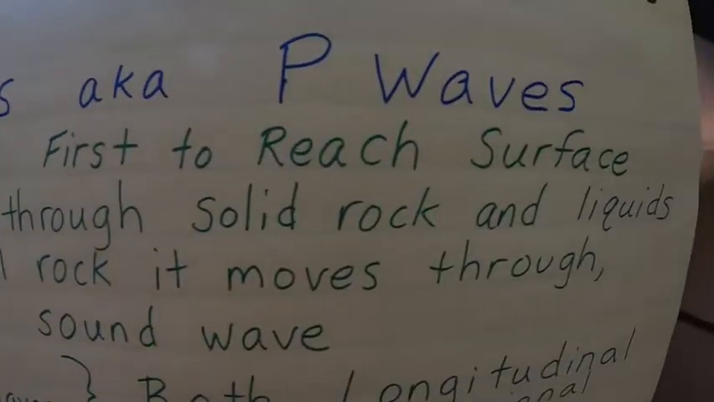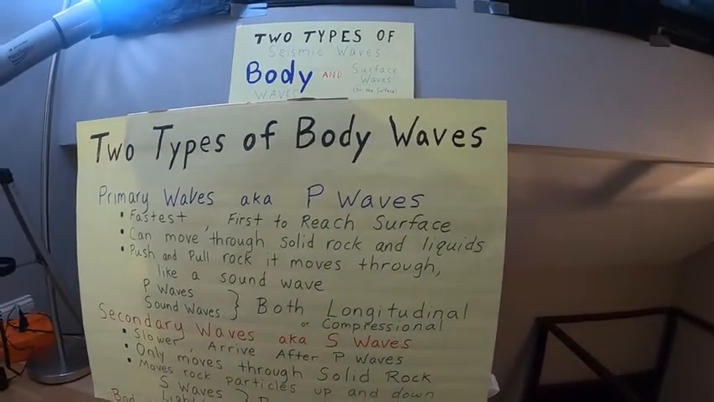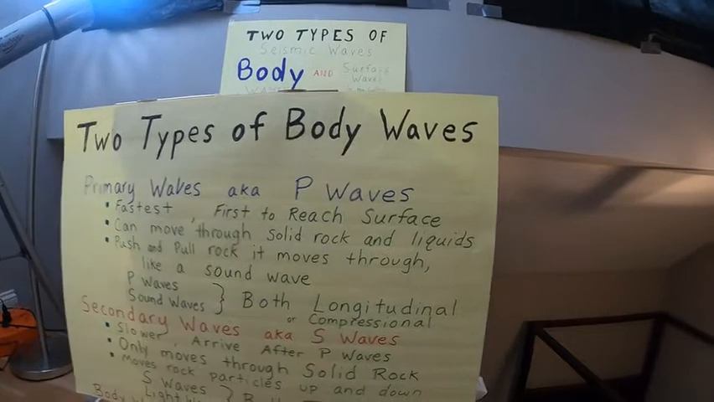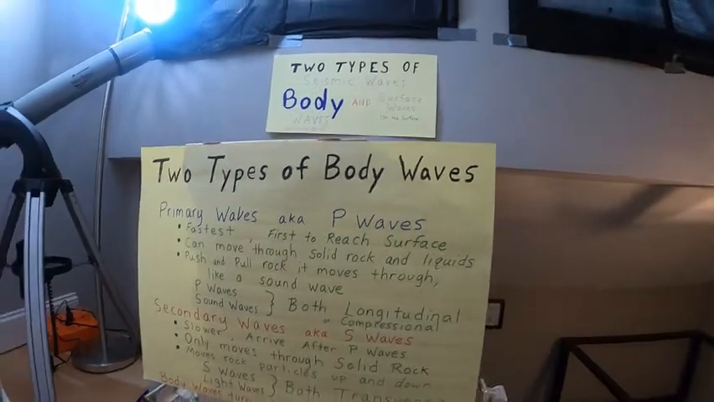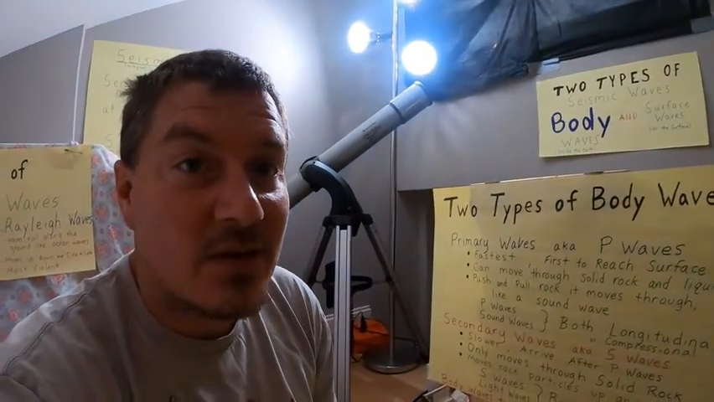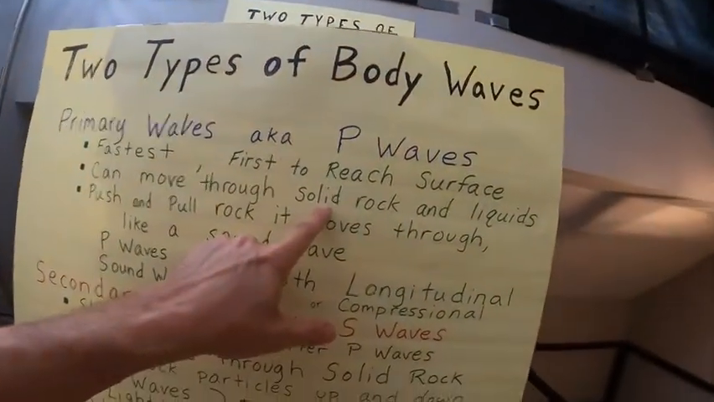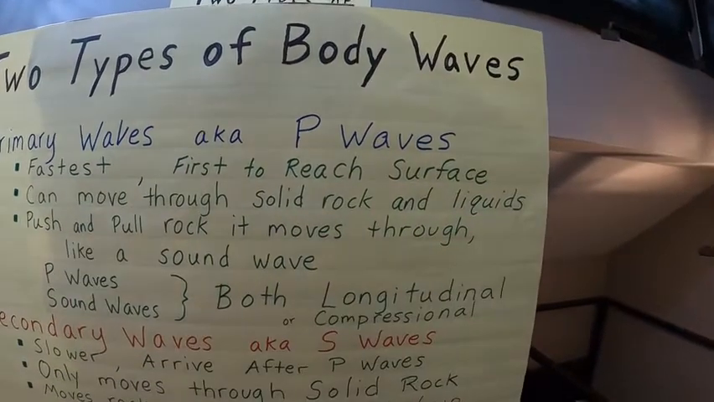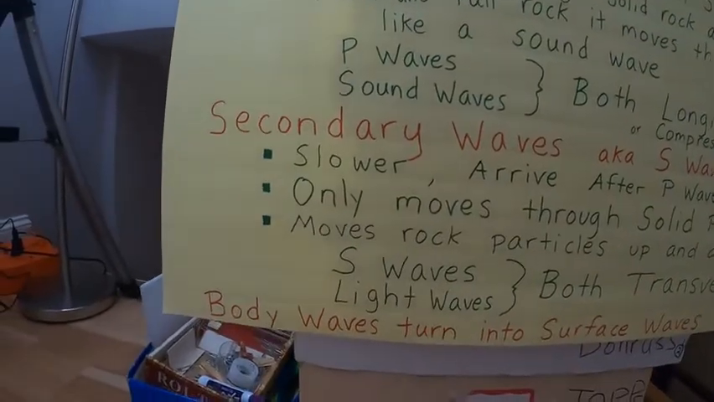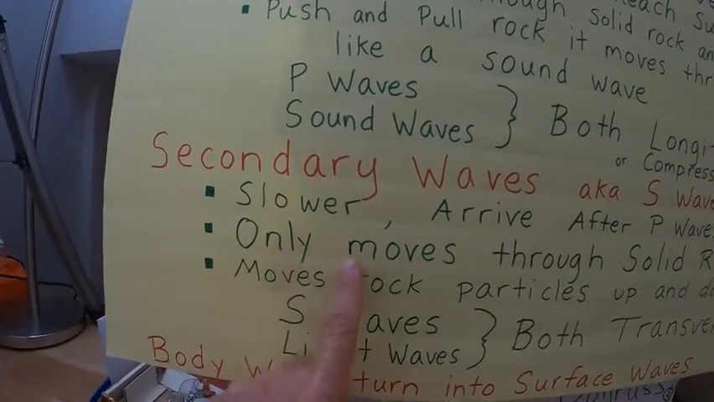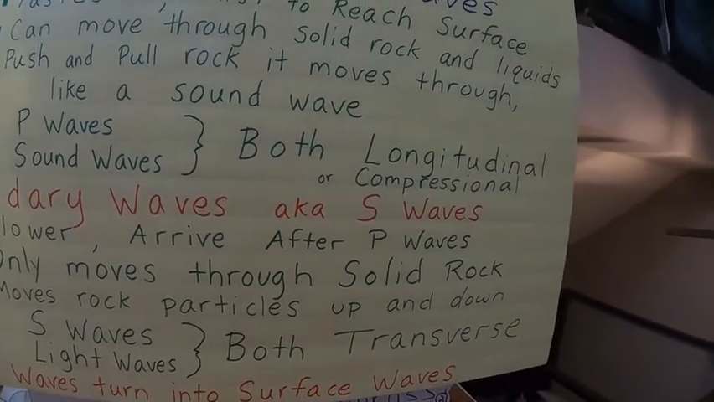solid rock and liquids. Once a P wave were to, say, go past the surface and reach the atmosphere, it's not going to be able to move through air. So planes flying over an earthquake aren't going to get shaken up by the earthquake because the atmosphere is not affected by that. But the P waves can move through solid rock and they can move through liquids. And we'll see why that's important in just a minute. Back to our S waves. S waves only move through solid rock. S waves cannot travel through liquids.